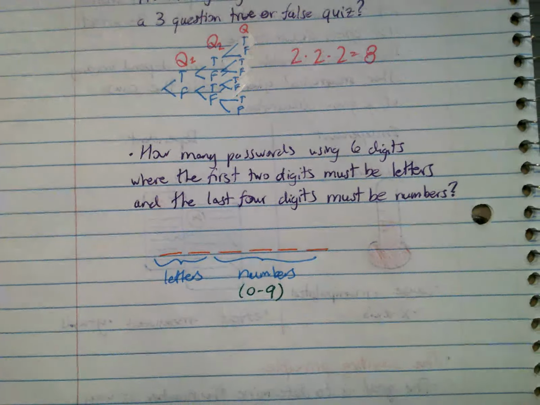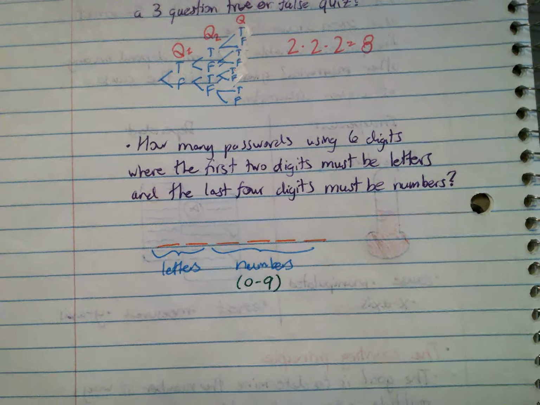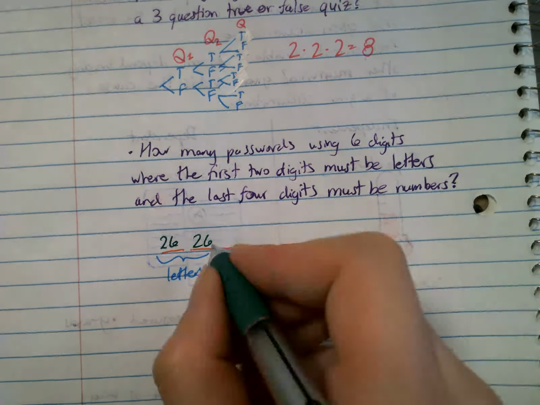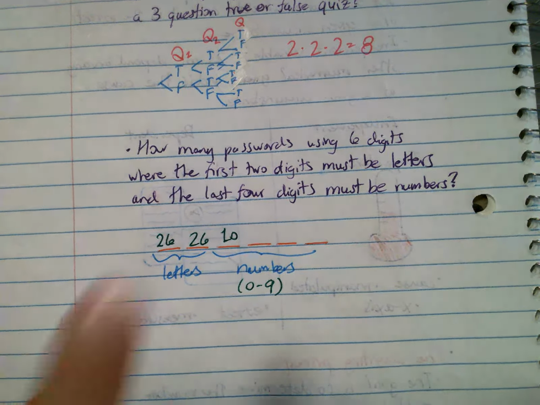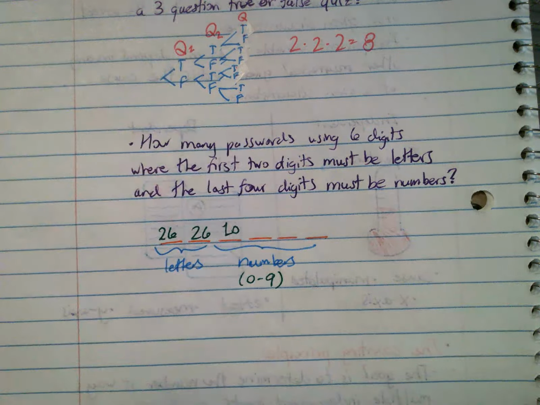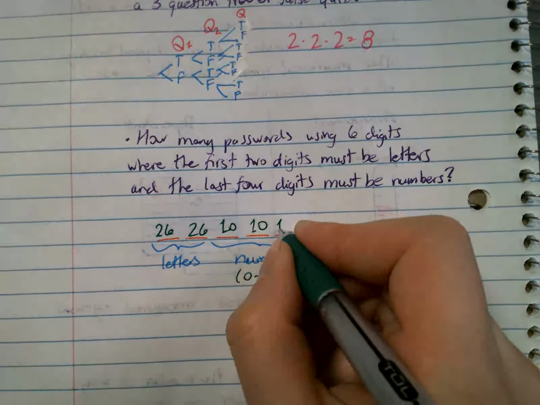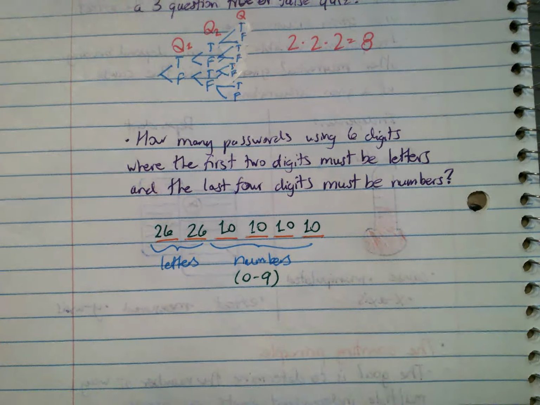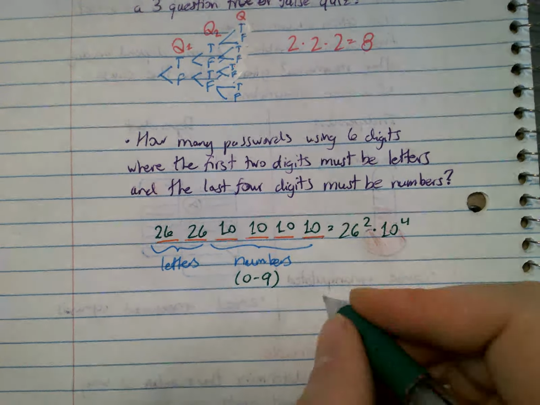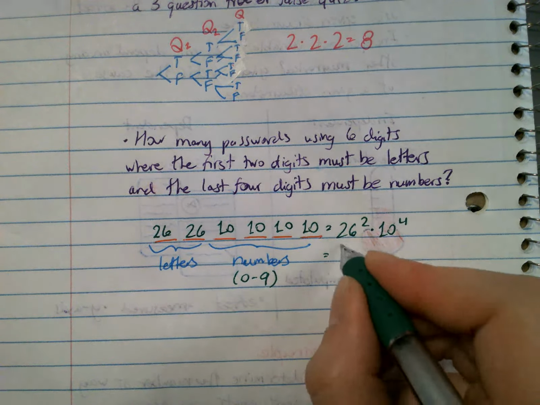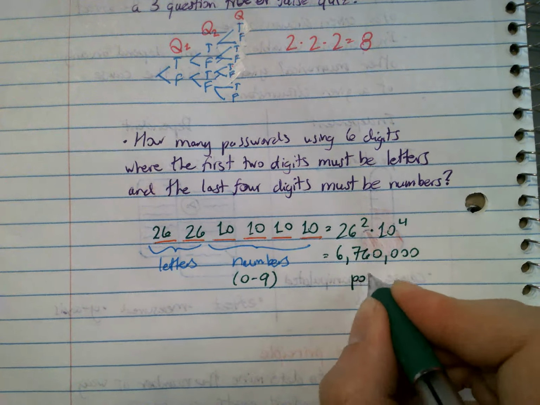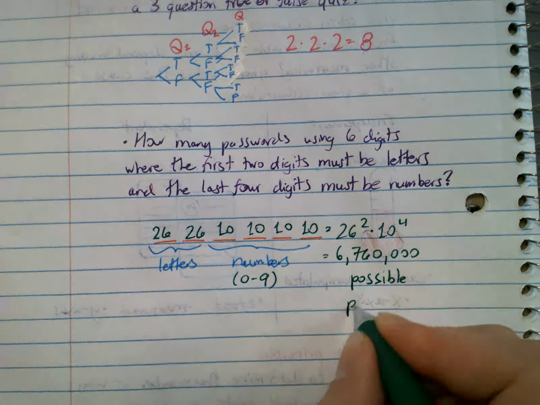Now, with that said, how many letters are there in the alphabet? So there's 26 possible here, 26 possible here. And you have 0, 1, 2, 3, 4, 5, 6, 7, 8, 9. So you have 10 possible digits. Which means we technically have 26 to the second power times 10 to the fourth, which I'll just go ahead and tell you what that is right now. That is 6,760,000 possible passwords.